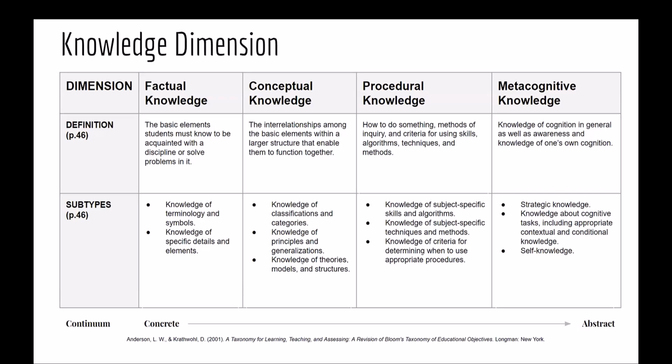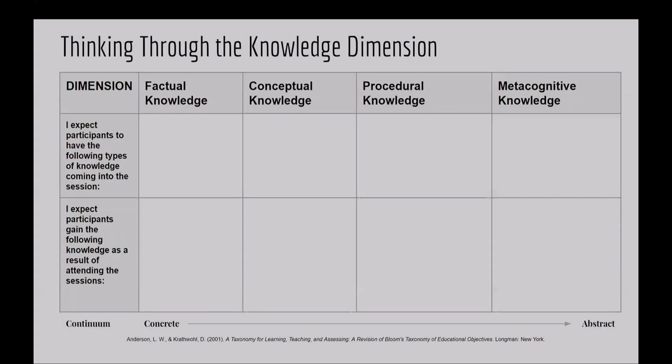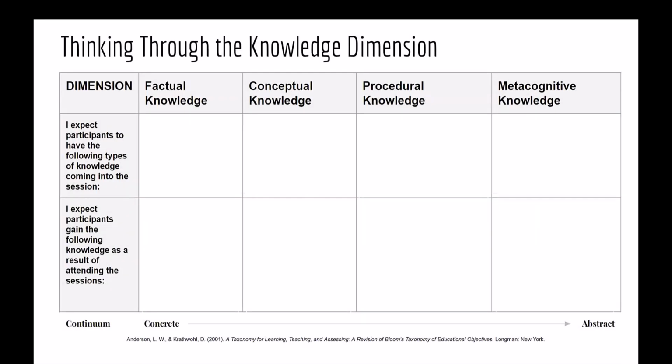It also helps you figure out if what you're proposing is going to be reasonable in the time allotted. So conveying factual and conceptual knowledge in a 45-minute presentation, I think, is pretty reasonable. But going from factual to metacognitive knowledge in the same time frame may not be as feasible. So again, I created a little table that you can use like a workbook. Once you familiarize yourself with the subtypes in each category, you can use this to start creating your knowledge and cognitive dimension pairs.